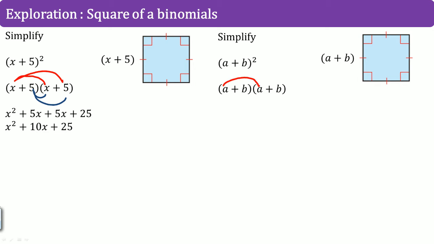A times a is a squared. A times b is ab. Then you're going to do b times a is ab, and b times b is b squared. You notice there are some like terms, which is the ab and the ab. That together will get you 2ab. Bring down everything else. Here, now it should give you a better visualization of what happened.